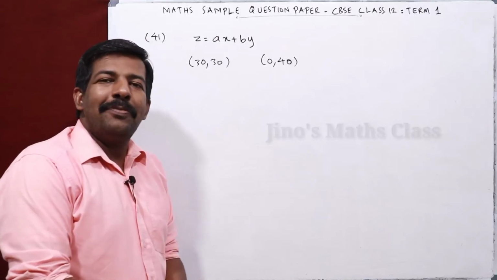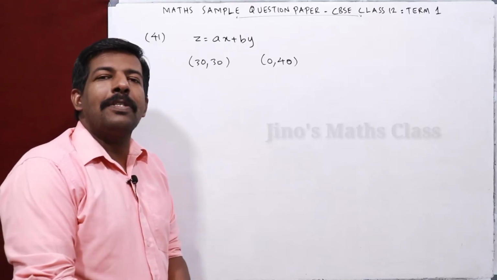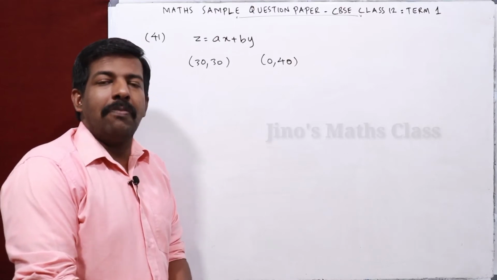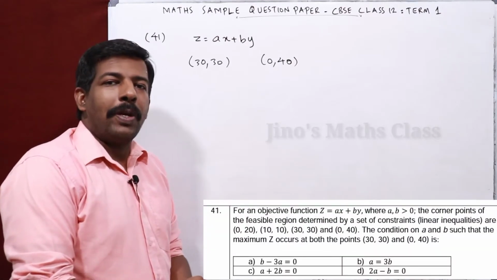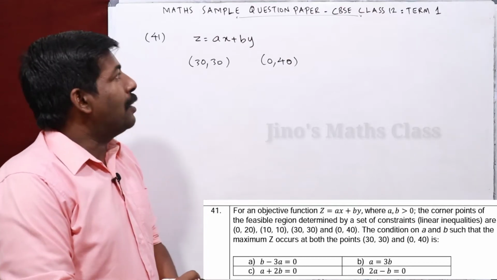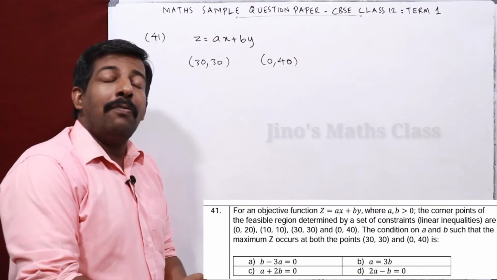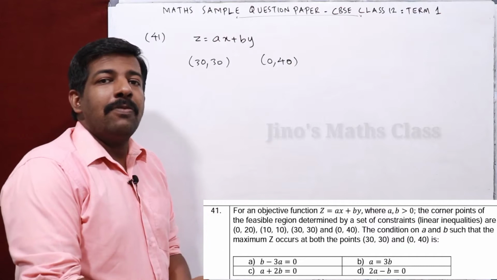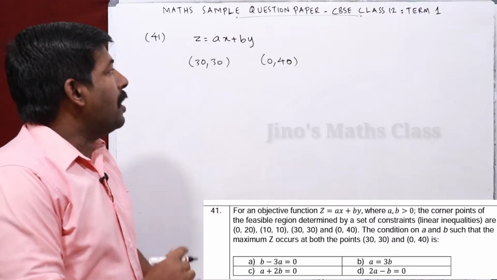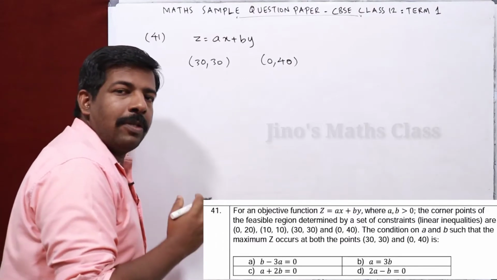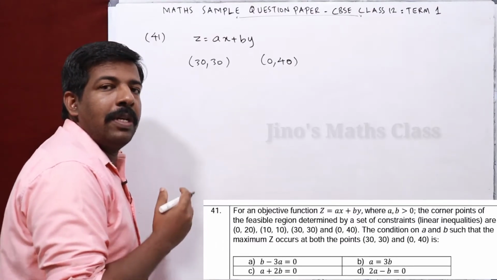Hi, in this video we are discussing the solutions of section C, that means question number 41 to question number 50. So let's move to question number 41. Here there is one objective function z that is equal to ax plus by and 4 corner points are given, and they are saying that the maximum value of z occurs at 2 points (30, 30) and (0, 40), and in option they gave relationship between A and B.